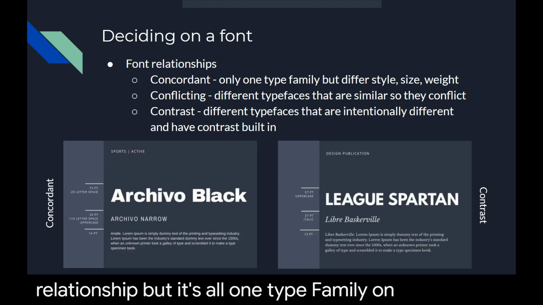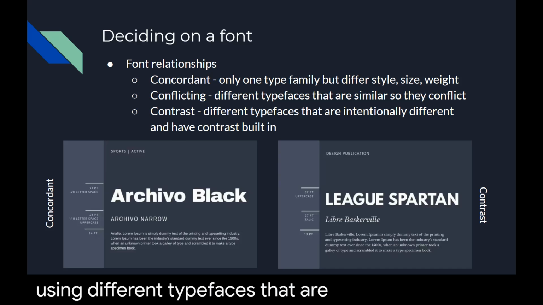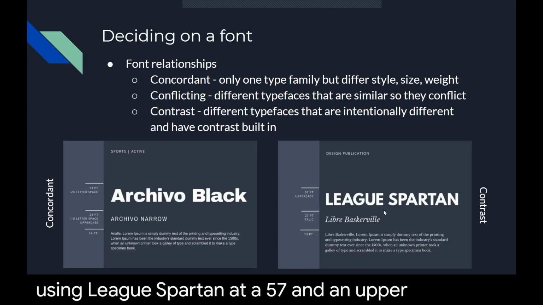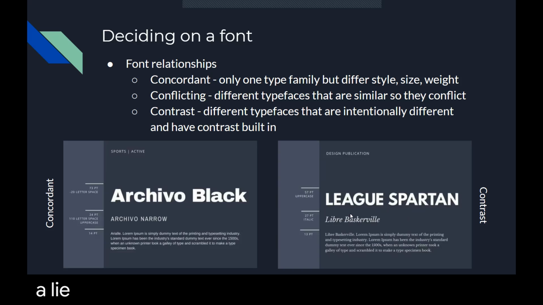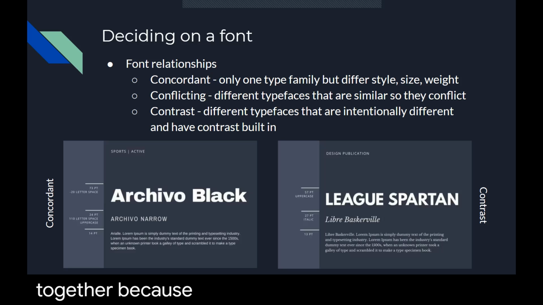On the right, you see a contrast type family where you're actually using different typefaces that are intentionally different and have contrast built in. So here you see that we're using League Spartan at a 57 in uppercase, then a Libre Baskerville font in italic at 27 points. So not only are the style, size, and weight different, but it's an entirely different typeface. But this goes together because they contrast so much.